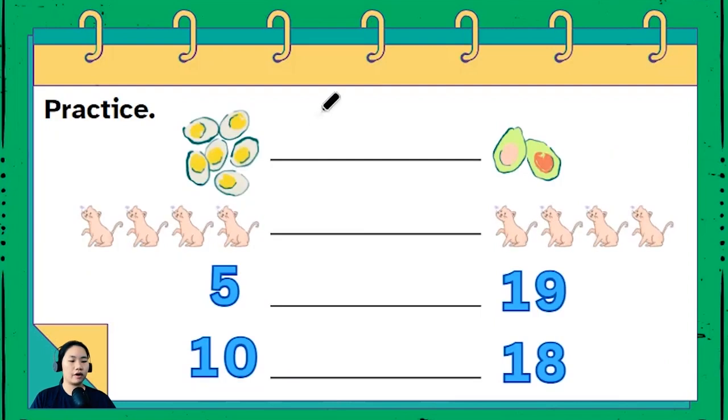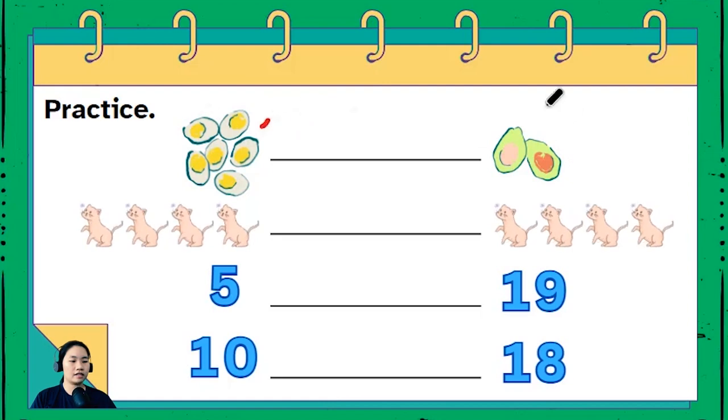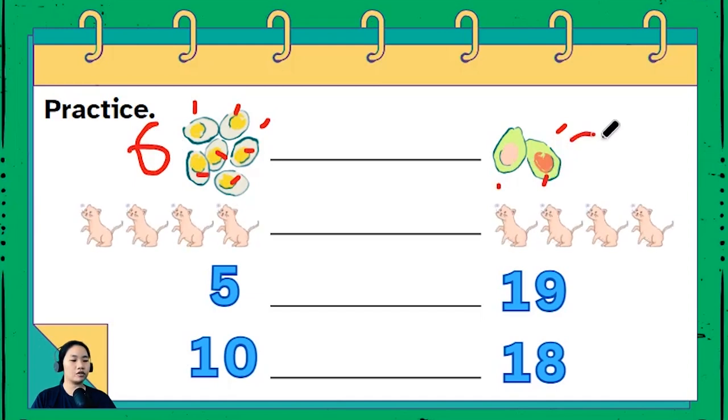Now for our last exercise, we're going to be comparing items, avocados, eggs, and cats, and then numbers. All right, let's work on our first problem, which is eggs and avocados. Let's count them to see which side is more than. 1 egg, 2 eggs, 3 eggs, 4 eggs, 5 eggs, 6 eggs. We have the number 6 over here. 1 avocado, 2 avocados. We have 2 over here. 6 and 2, which one is more and which one is less?